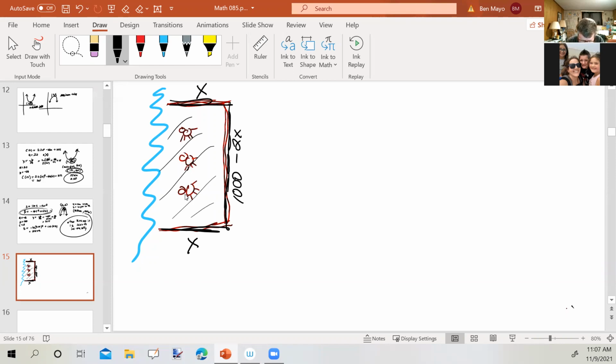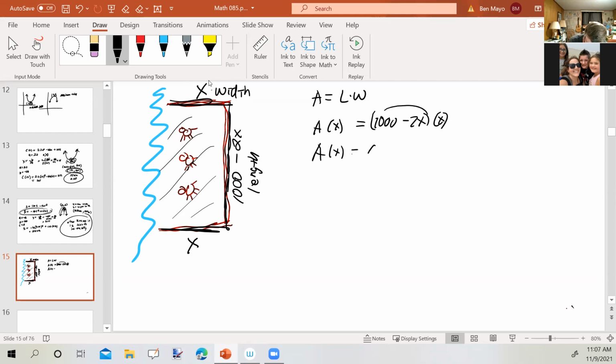Okay, all right, now the formula for area is length times width. So let's call this the width and this the length, and it doesn't matter which one we call which as long as we're consistent. So the area, and I'm going to write it as a function, the area would be the length, which is 1,000 minus 2x, times the width, which is x. Okay, so A of x equals 1,000x minus 2x squared. I'm going to write that in standard form. So there's the equation that describes the area.